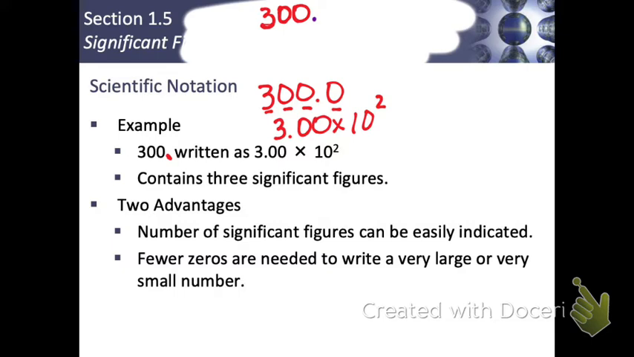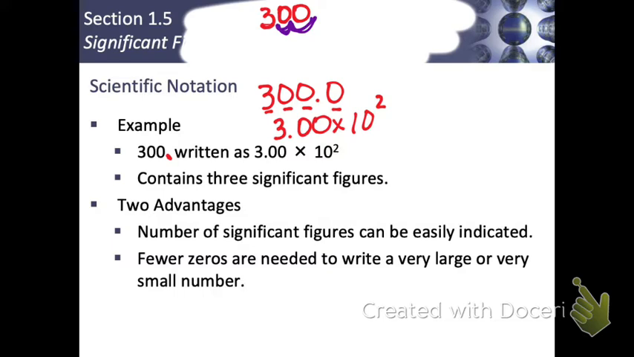And where do I want it to be? If I want my number between 1 and 10, I want it right there. So how many places did I move it? 1, 2. Now, some people like to tell you, if you move it to the left, it's positive. If you move it to the right, it's negative. I don't like that, because sometimes I count this direction and sometimes I count this direction. Depends on what I want to do that day. So I don't like to memorize it that way.